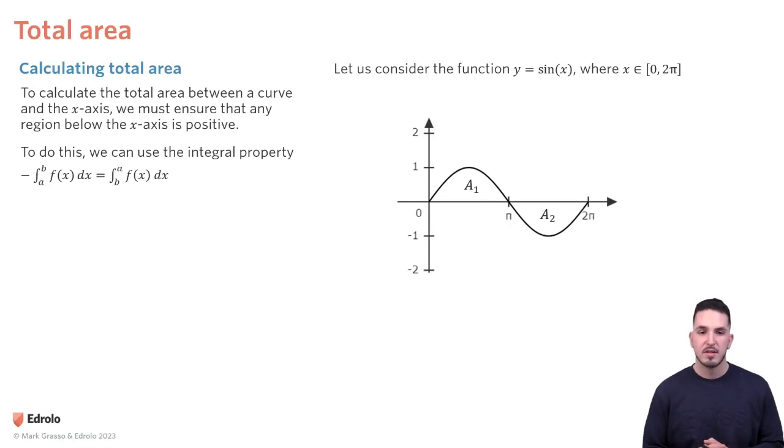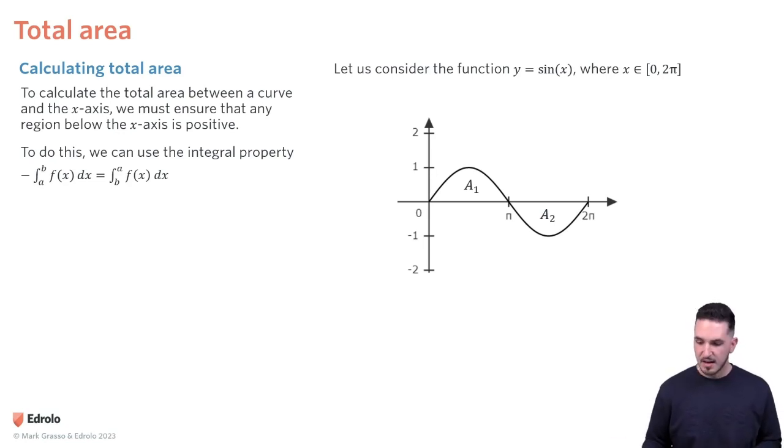Calculating total area. So to calculate the total area between a curve and the x-axis, we must ensure that any region below the x-axis is now positive. To do this, we can use the integral property, negative integral of a to b of f of x dx, or we can flip the bounds, is equal to the integral from b to a of f of x dx. So either one of those two will work for whenever we want to make a negative area positive.